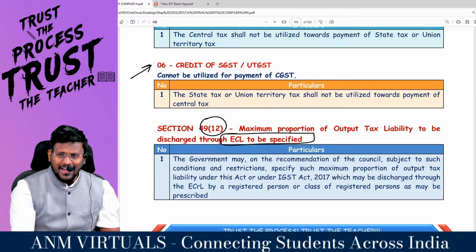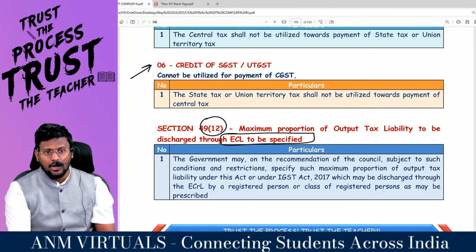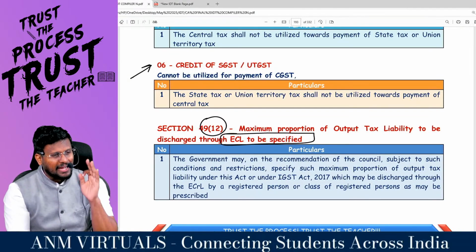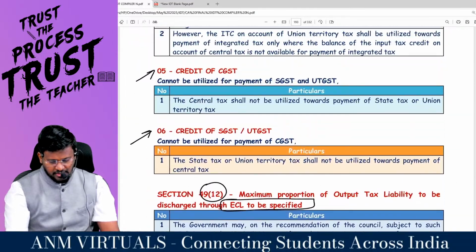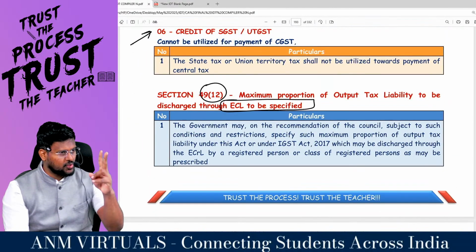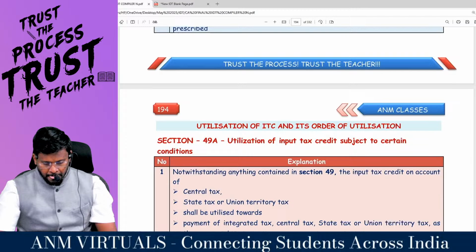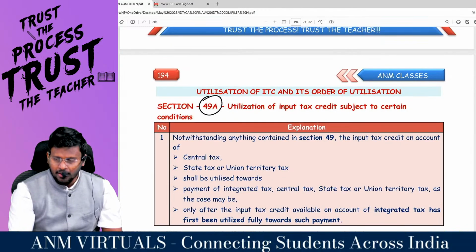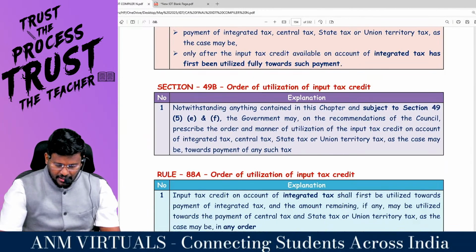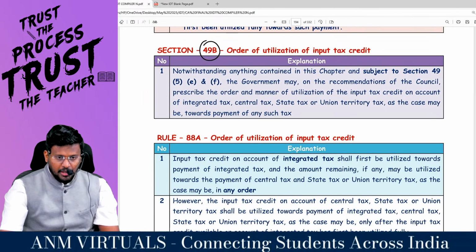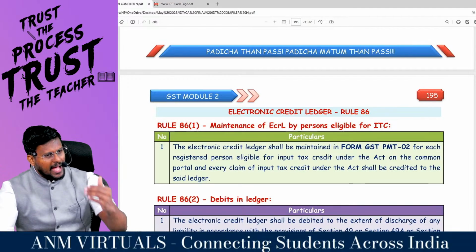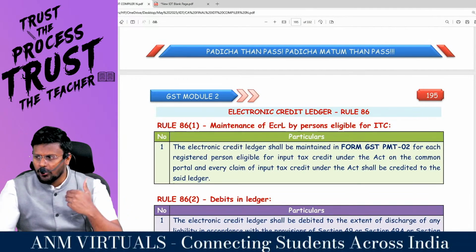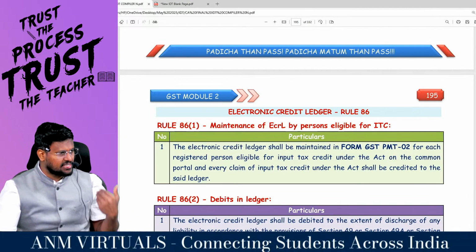Are you remembering? If the value of taxable supply exceeds how many lakhs? 50 lakhs. The maximum you can utilize through the electronic credit ledger is how much percent? 99%. This we have talked. 2 restrictions we have talked. Yes, sir. Then, sir, 49 is overridden by section 49A and section 49B, read with rule number 88A. Comfortable, sir? Actually, that part we have already done in our previous class.